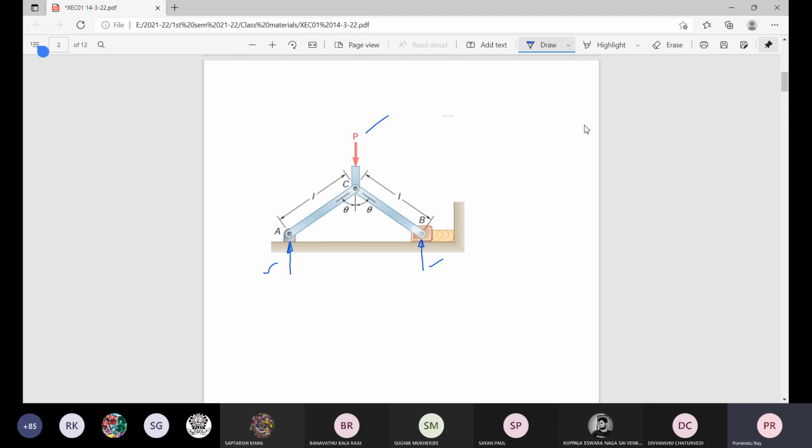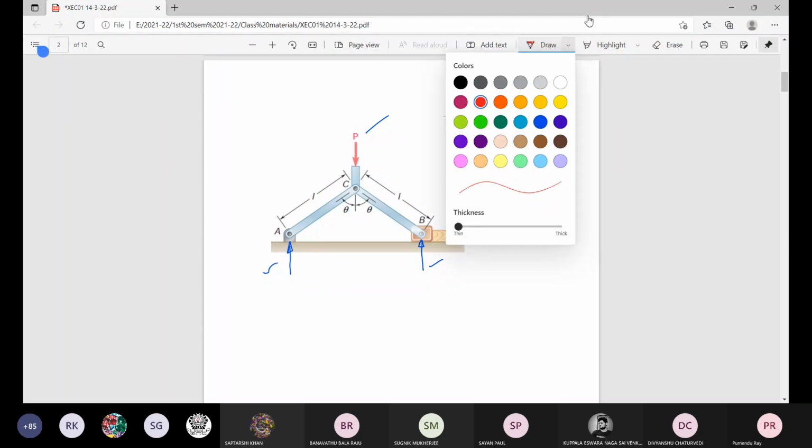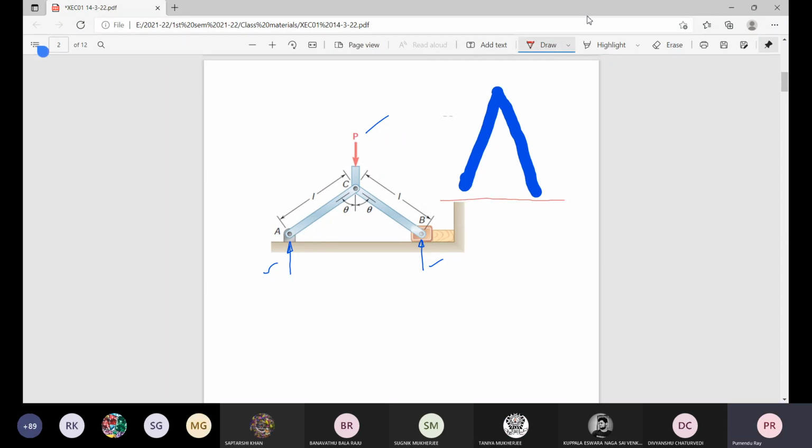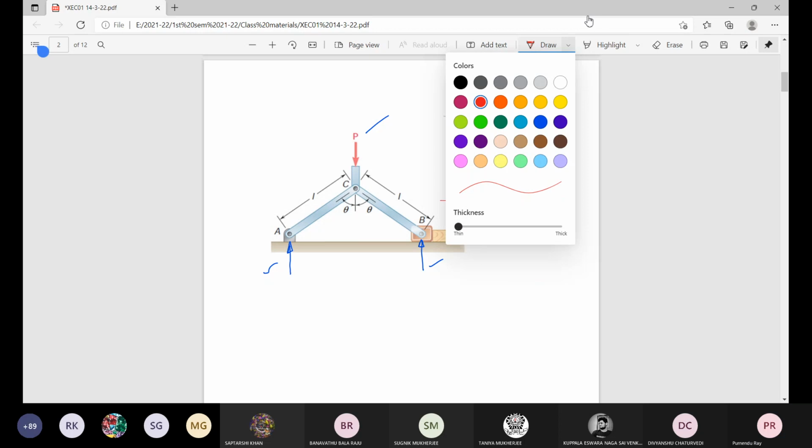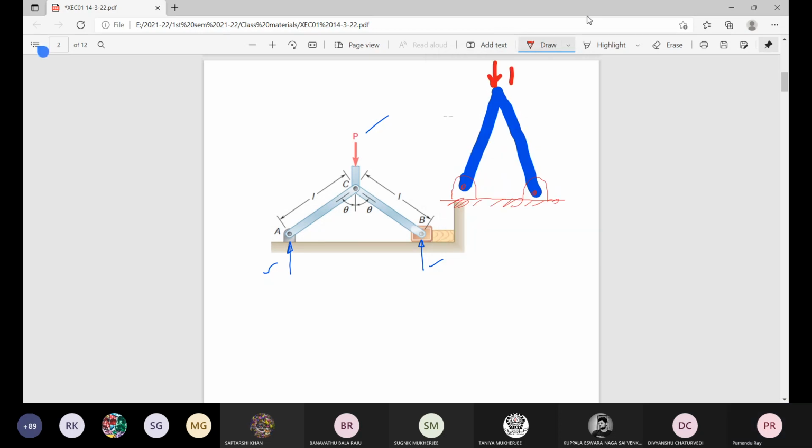Now, as we understand that definitely, suppose, let us consider some simple thing. Now, these two members are there. This is the floor. Here is one frictionless pin support. Here is also one frictionless pin support. And some force is applied in that similar manner.